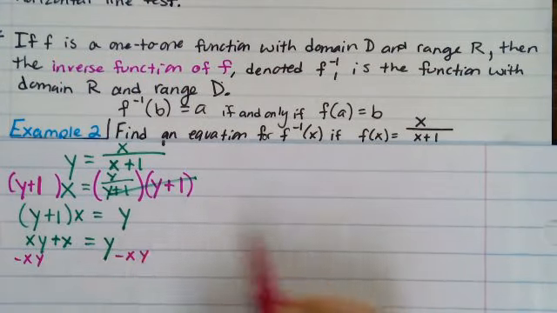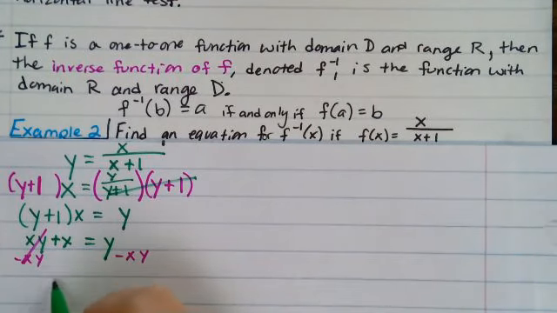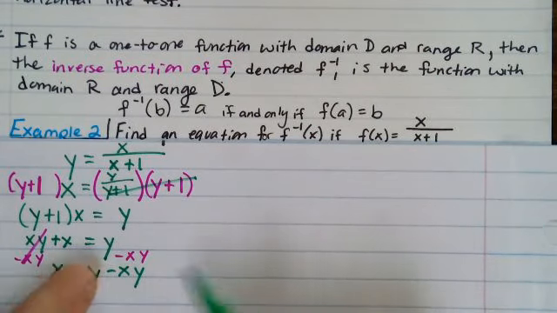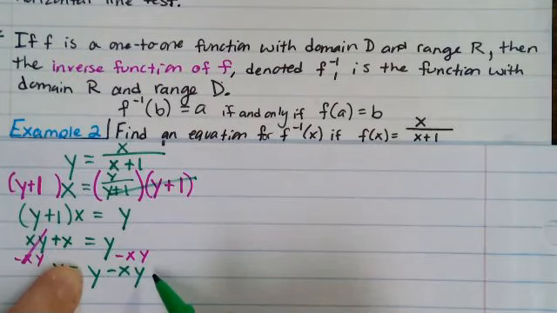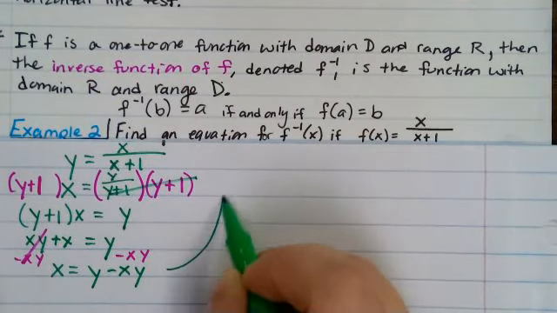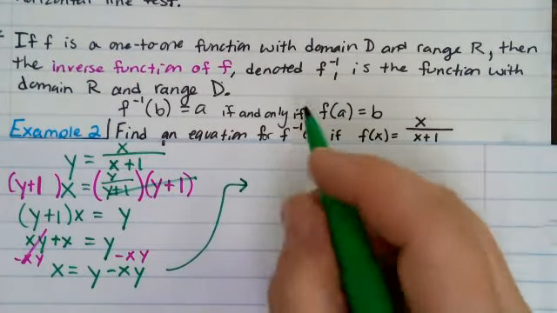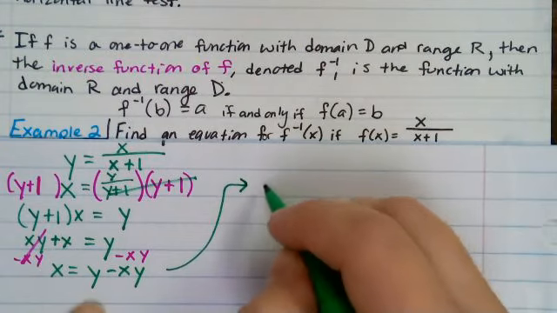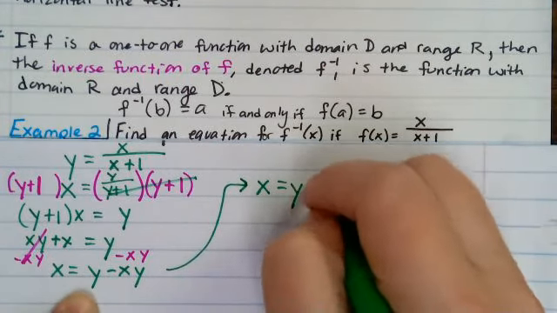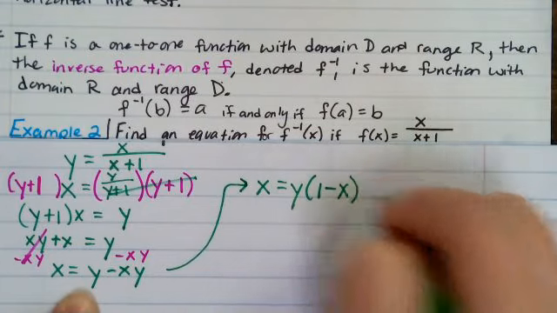If you subtract an xy on both sides, that ends up saying that x equals y minus xy. You notice how these both have a y? So they both have a y, which means I can factor out a y. I'm going to bring this up here just so that you can see the whole problem at once. But if I factor out a y, this is going to be x equals y times (1 minus x).